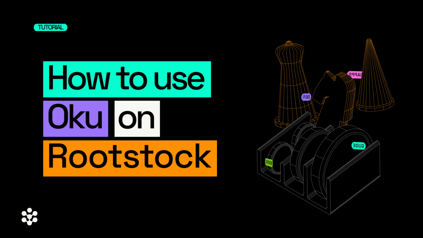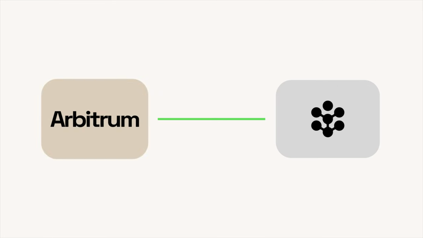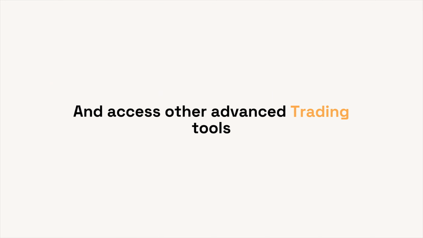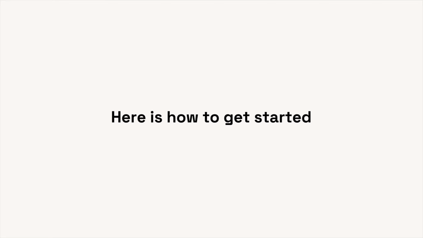How to use Oku on Rootstock. Got rBTC? Now you can trade, provide liquidity, and track pools on Rootstock using Oku Trade, powered by Uniswap v3. Oku also allows you to bridge assets across chains such as Arbitrum to Rootstock and access other advanced trading tools. Here's how to get started.